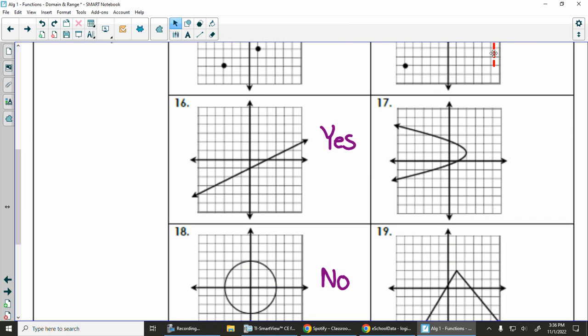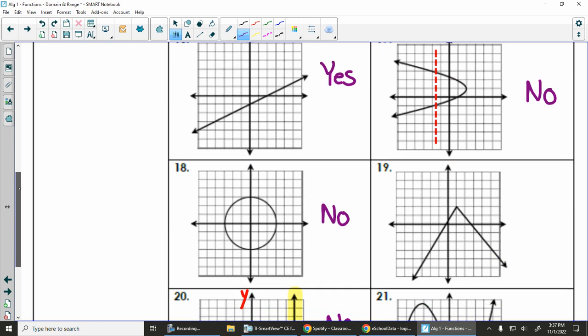Okay, next one, working down, number 17. All right, if I put my vertical line here, it looks like it's not an issue. But as soon as I try to move it over to the left at all, we can see that it hits the top and bottom of the graph, both. This is what we call a sideways parabola. And we're going to talk about parabolas when we do our unit on quadratics. But since this graph is on its side like this, the vertical line will touch both the top and the bottom, which means this is not a function.